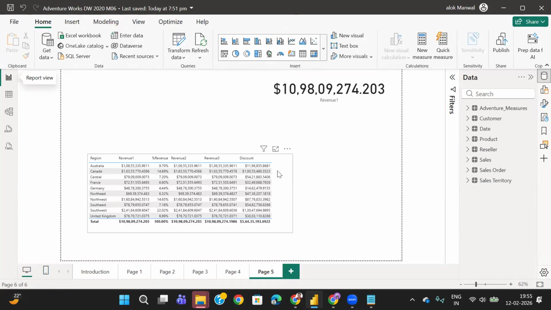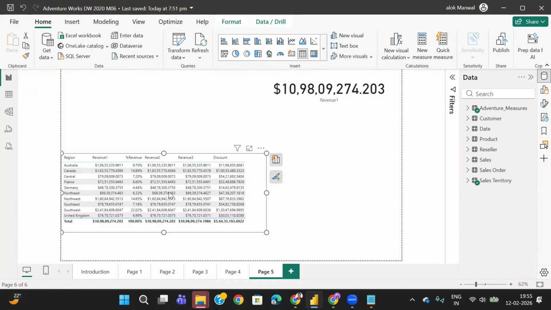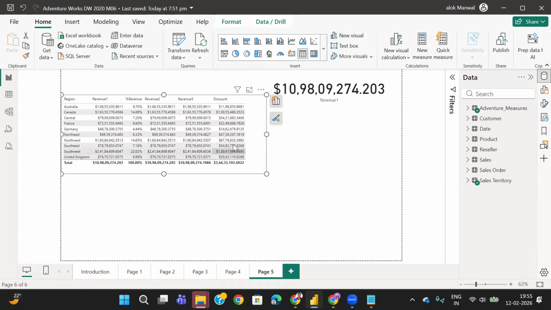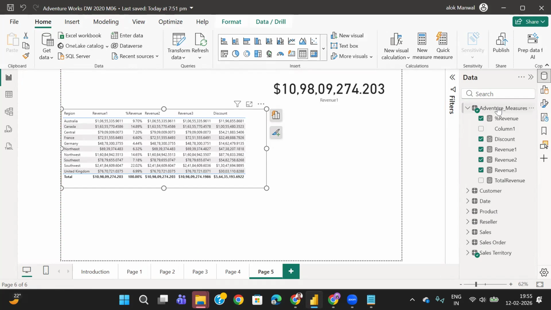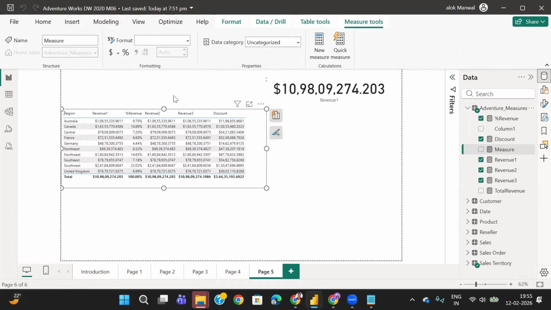So let me do one thing. Let's understand it by creating the measure. I am creating a measure of AVERAGEX, average order line. Okay. So what would be the average order line?